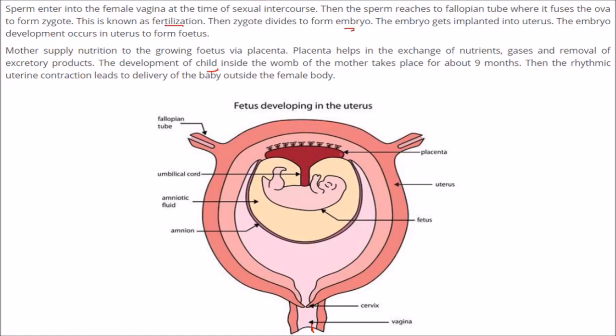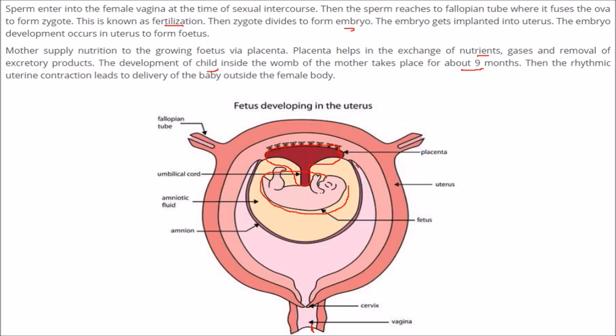This embryo now gets implanted into the uterus, and the embryo development occurs in the uterus to form the fetus. So the fetus is formed from the embryo, and now the mother is supplying nutrition to the growing fetus using the placenta. This is the placenta. And the placenta helps in the exchange of nutrients, the gases, and the removal of excretory products. And the development of the child inside the womb of the mother takes around 9 months to complete.